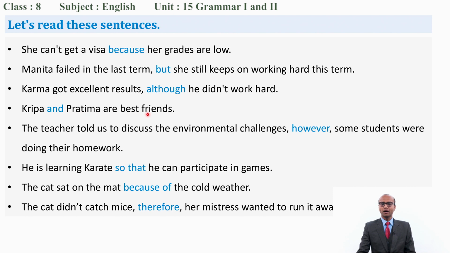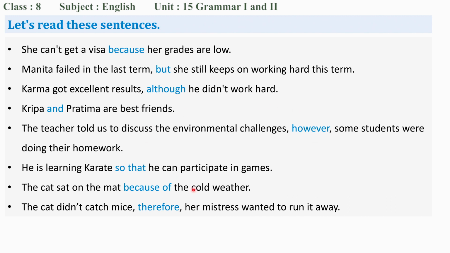Kripa and Pratima are best friends. Next one, the teacher told us to discuss the environmental challenges. However, some students were doing their homework. He is learning karate so that he can participate in games. Next one, the cat sat on the mat because of the cold weather. And the last sentence is, the cat didn't catch mice, therefore her mistress wanted to run it away.